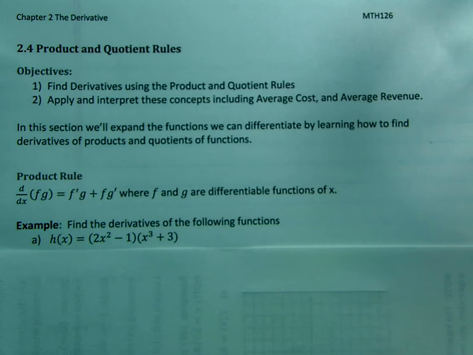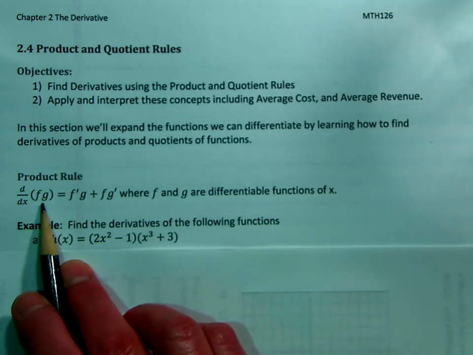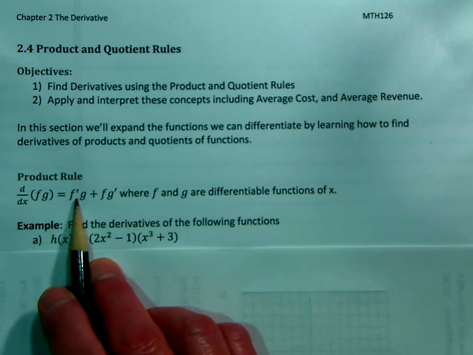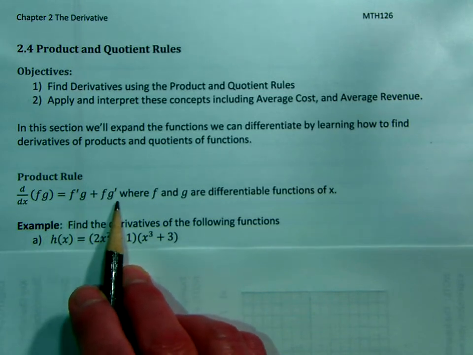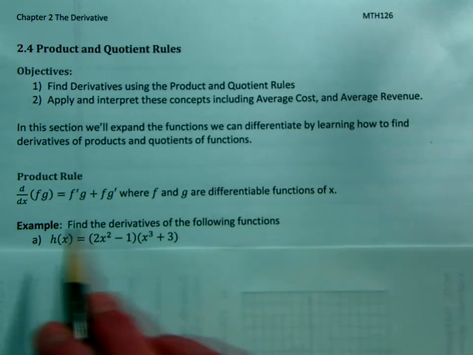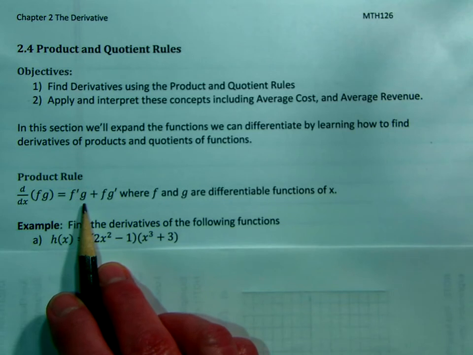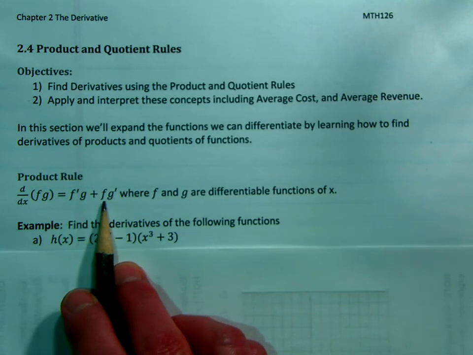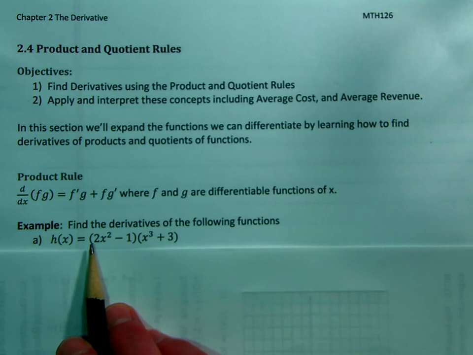The product rule is: the derivative of the product of two functions f and g is the derivative of f times g plus f times the derivative of g, where f and g are differentiable functions of x. I usually think about it as the derivative of the first times the second plus the first times the derivative of the second. Let's do some examples.